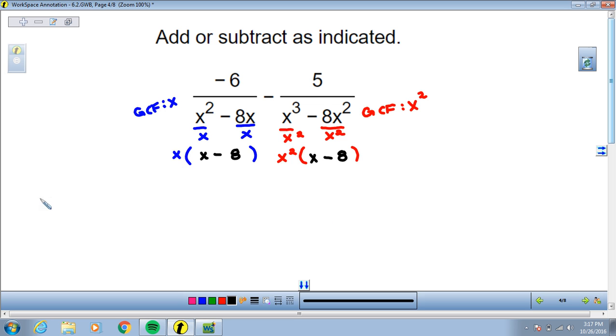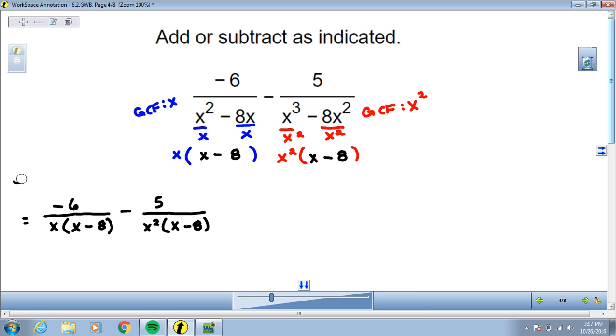So I'm going to rewrite my fractions. So we're going to have negative 6 over, that's what we're going to get here, x times x minus 8, and then minus 5 over x squared times x minus 8. So let's go ahead and find the least common denominator right here. I'm going to write it all the way up here.